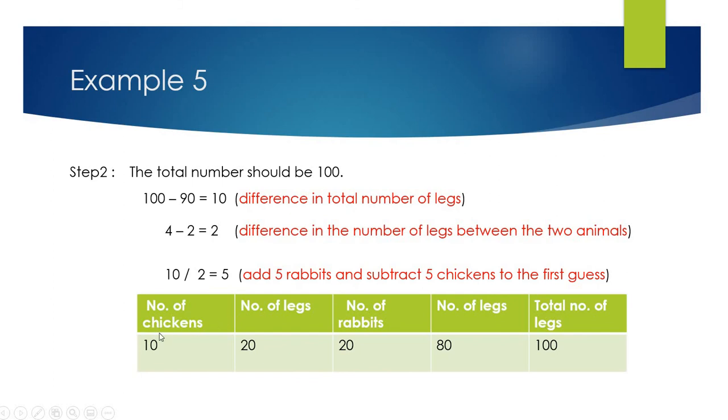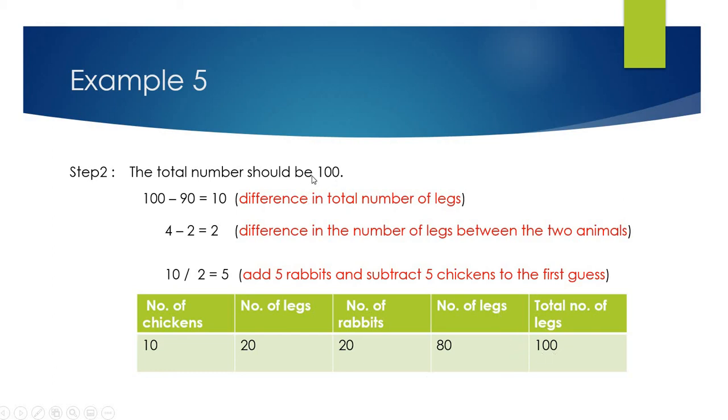So our first case was 15 chickens, right? 15 chickens minus 5 would be 10 chickens. 10 chickens would have 20 legs. Our first case for rabbits was 15 also. 15 plus 5 rabbits equals 20. 20 multiplied by 4 legs becomes 80. 80 legs plus 20 legs becomes 100 legs.